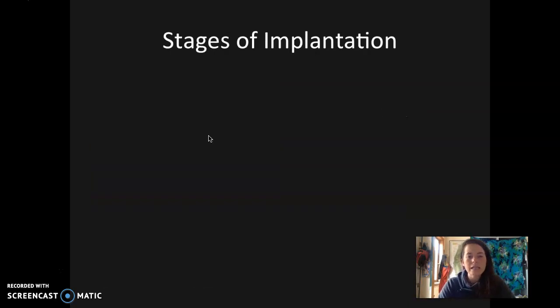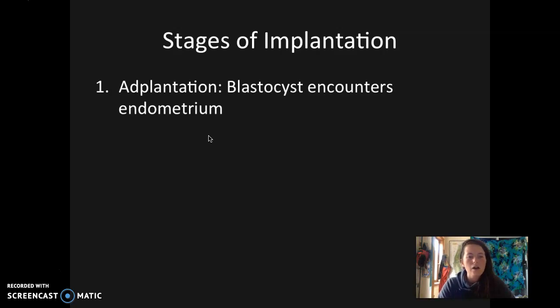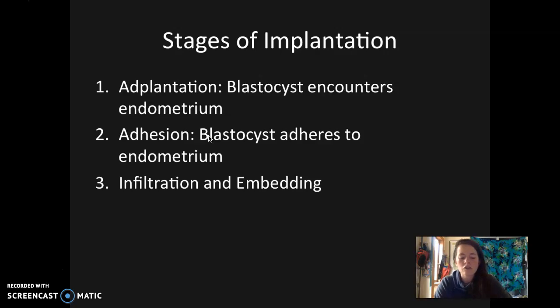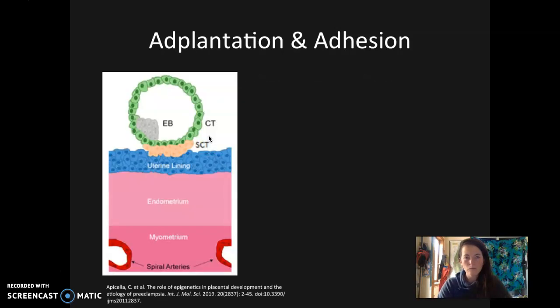So the implantation phase can be broken up into 3 distinct stages. First is the apposition of the blastocyte onto the uterine mucosa. Second is the adhesion of the blastocyte to the endometrium, and finally is the infiltration and embedding of the chorion into the endometrium. So let's take a closer look.